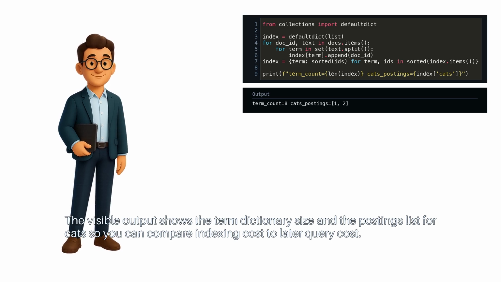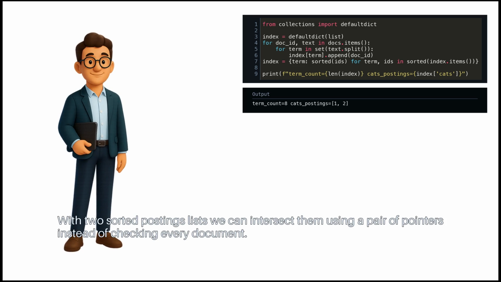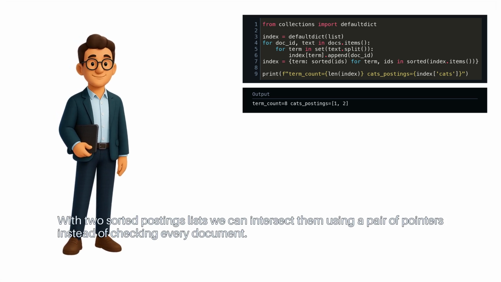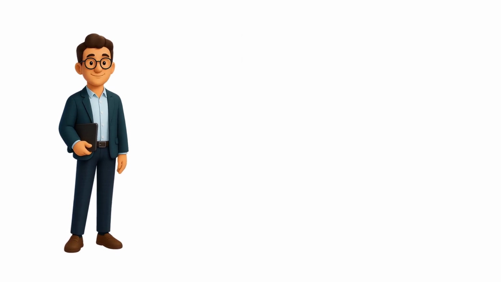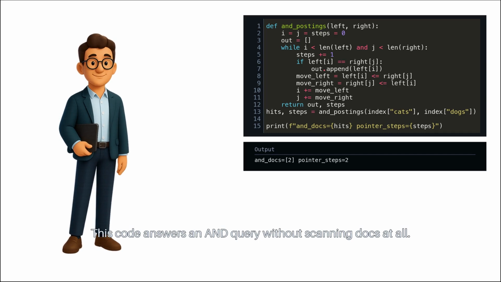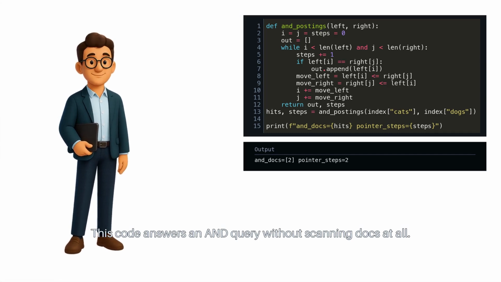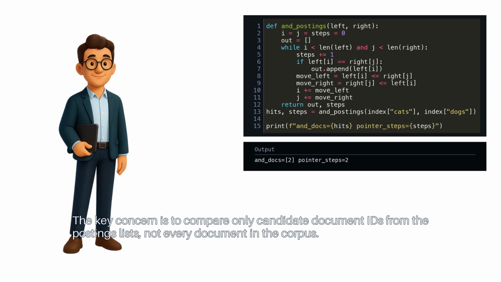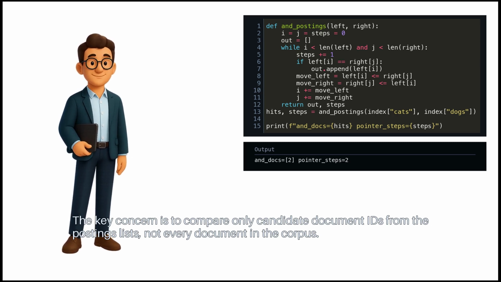With two sorted postings lists, we can intersect them using a pair of pointers instead of checking every document. This code answers an AND query without scanning docs at all. The key concern is to compare only candidate document IDs from the postings lists, not every document in the corpus.